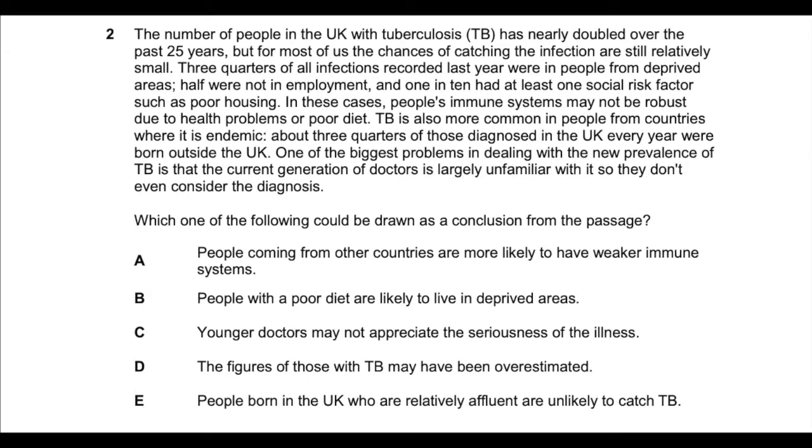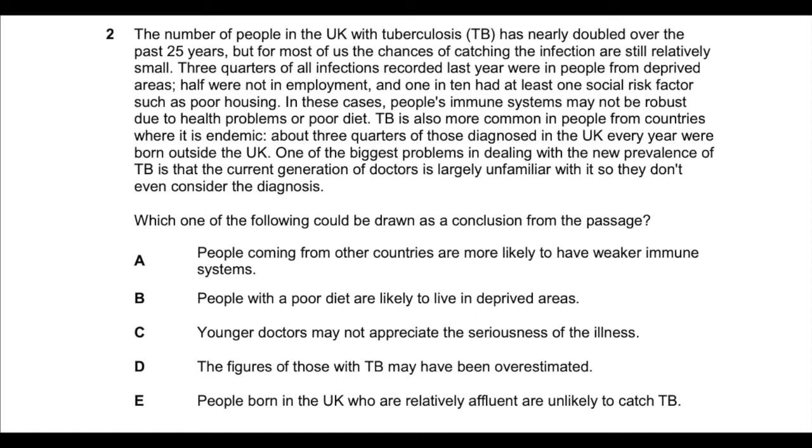Question 2. The number of people in the UK with tuberculosis, TB, has nearly doubled over the past 25 years, but for most of us the chances of catching the infection are still relatively small. 3/4 of all infections recorded last year were in people from deprived areas, half were not in employment, and 1 in 10 had at least one social risk factor such as poor housing. In these cases, people's immune systems may not be robust due to health problems or poor diet. TB is also more common in people from countries where it is endemic. About 3/4 of those diagnosed in the UK every year were born outside the UK.